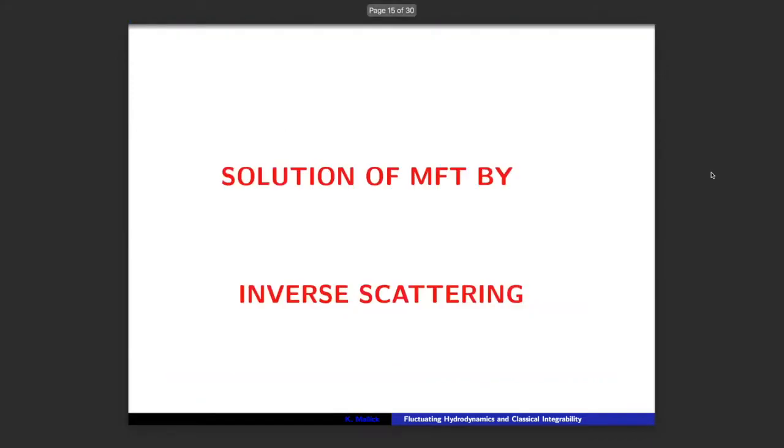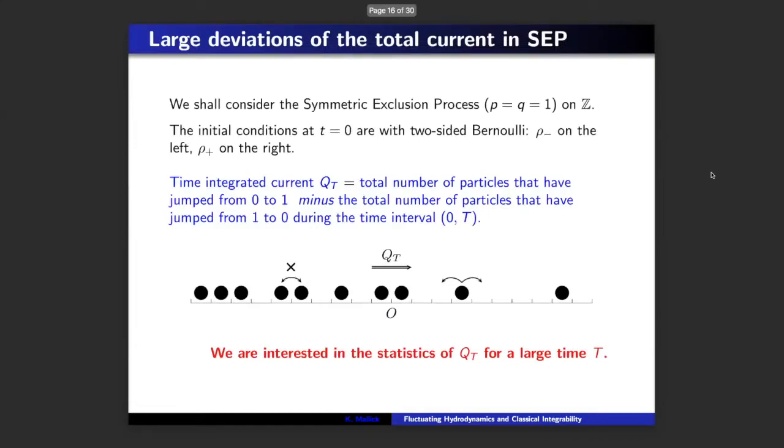So now let's come back to the solution of MFT for ZEP by inverse scattering. So now I'm being more specific about the problem I want to solve. Always the same problem, unfortunately. I'm starting on the infinite line with ZEP. I'm starting with two different densities, let's say rho plus and rho minus. And I want to count how many particles have flown through my middle site between time 0 and time t. And I call this random variable Q of t. And I want to compute the large deviations of this capital Q of t, positively in this direction, negatively in that one. That's the total current that has flown through the middle site between 0 and t. And we want to know the statistics of this Q of t.